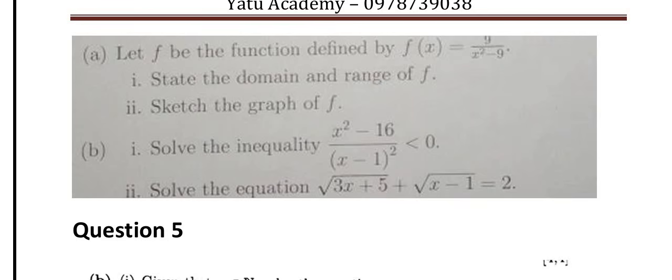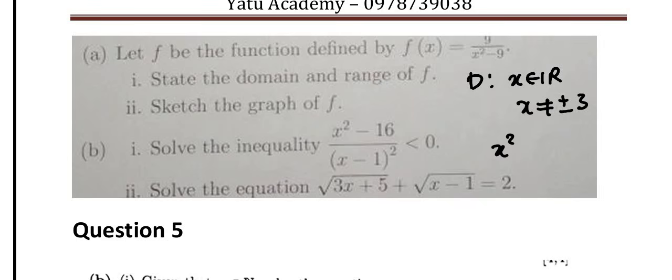So let f be a function defined as follows. This is what you're having. This is a rational function. State the domain and the range of f. So the domain here is just going to be x is all real numbers. You solve this down part. So x should not be equal to plus or minus 3, the numbers that can make the down part to be 0.